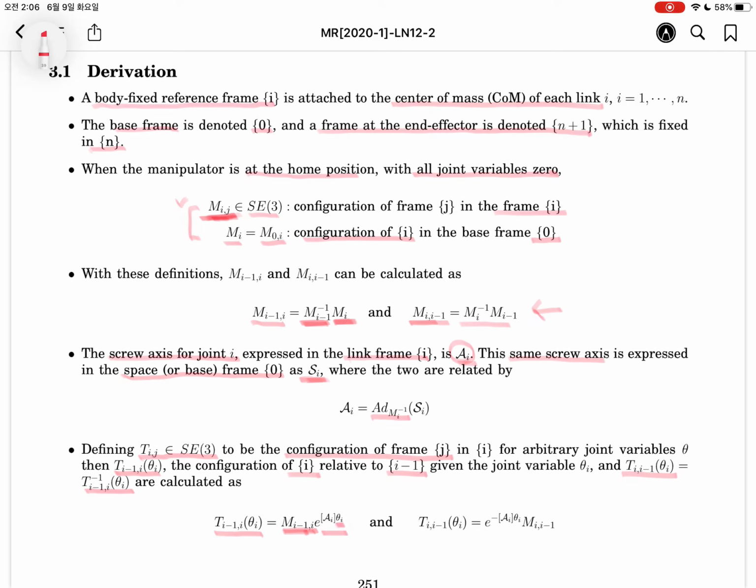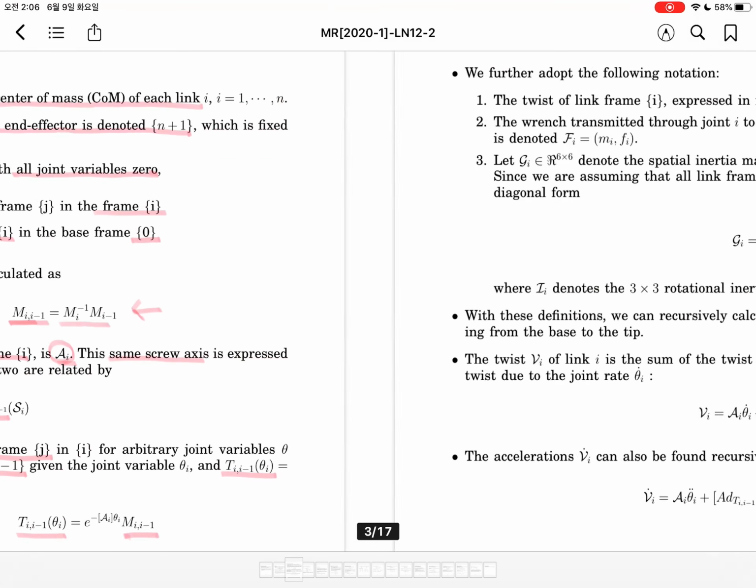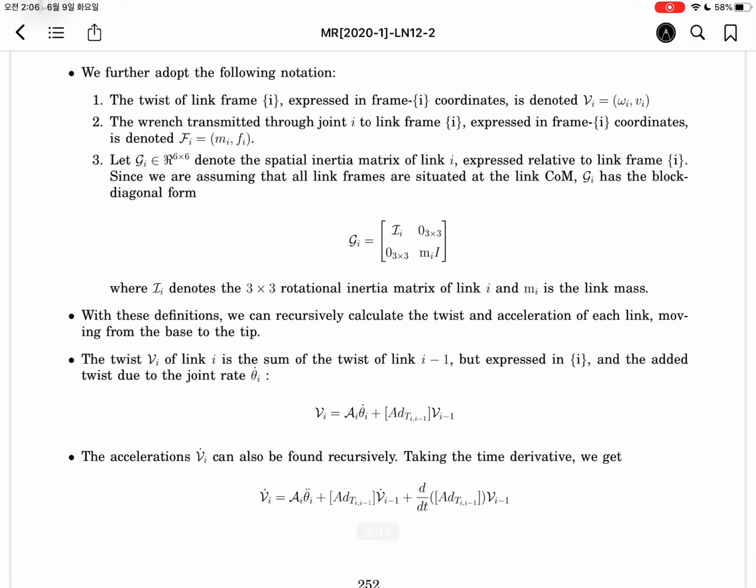Okay, for the inverse matrix, by taking the inverse of both matrices, e^{-A_i theta_i} and the inverse matrix of M should be multiplied. It is a very systematic way.